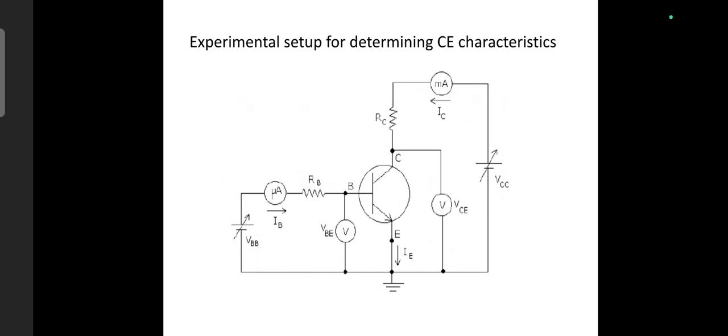The circuit shown here is the experimental setup used to obtain the common emitter characteristics. By varying the input voltage and measuring the corresponding base current and collector current, we can plot the input and output characteristics curves. These experiments are commonly performed in the electronics laboratories to verify transistor behavior and understand its practical operation. They also help students compare theoretical concepts with real circuit performance.